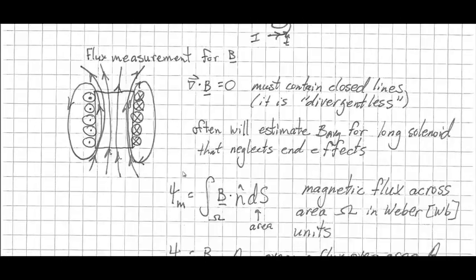The other important thing is flux measurements. And from the fact that we have a divergence-free B field, this must contain closed lines. So, of course, it's divergenceless. So if you were to look at these flux lines going through here, these all have closed lines. These are moving out, but if I was to draw it out further, you would see that those are all going to be closed lines.